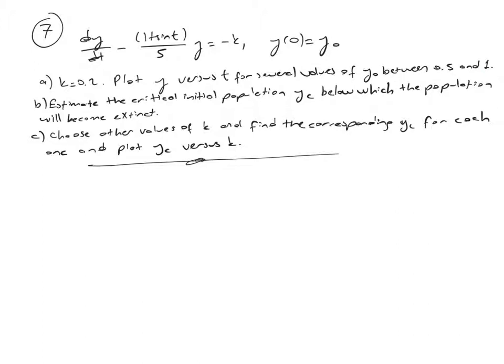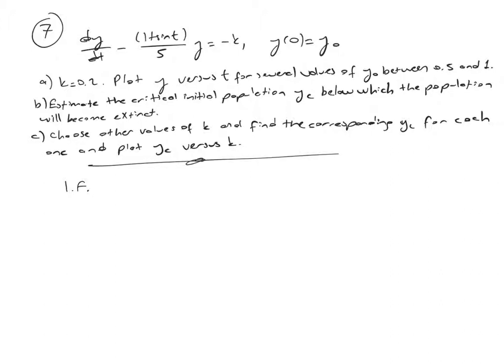Part B, we are asked to estimate the critical initial population y sub c below which the population will become extinct. Part C, we are asked to choose other values of k and find the corresponding y sub c for each one and plot y sub c versus k. First things first, let's find the integrating factor.